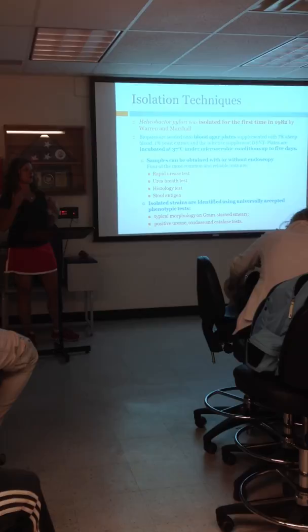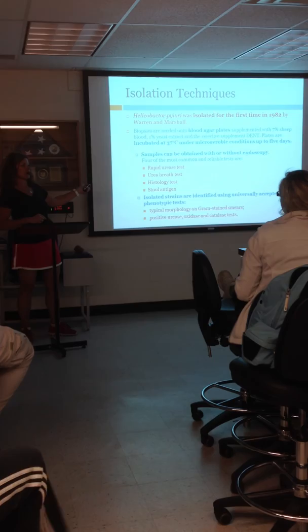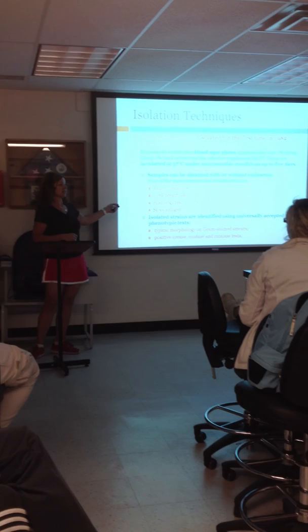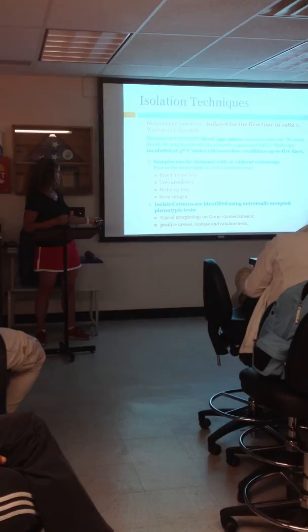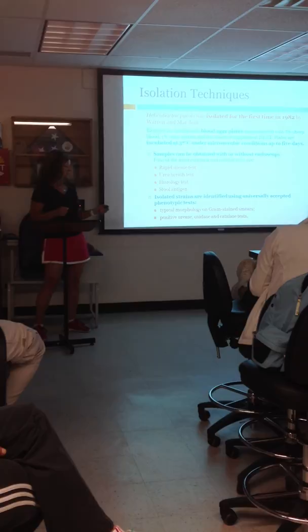The rapid urease test is what we've already performed in week 12. There is also the histology test, which basically works like the ELISA for antibodies. And then isolated strains are identified using universal phenotypic methods. So we have the typical morphology, the Gram staining, the positive urease, which we already did. And today, as soon as I'm done talking, we're going to do the oxidase and the catalase test for our upcoming lab practical.